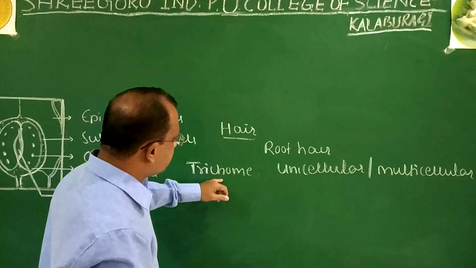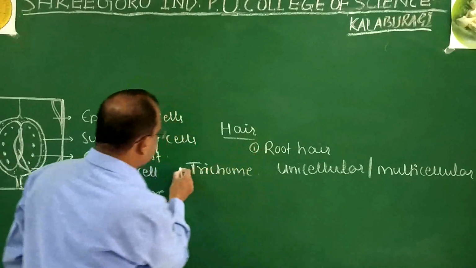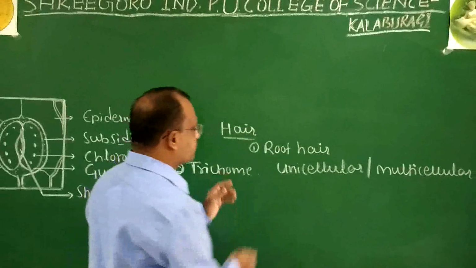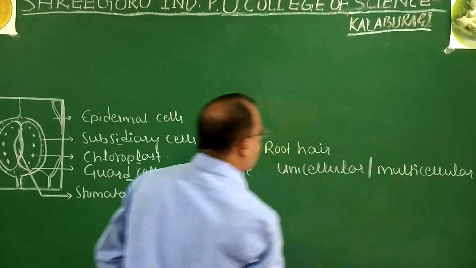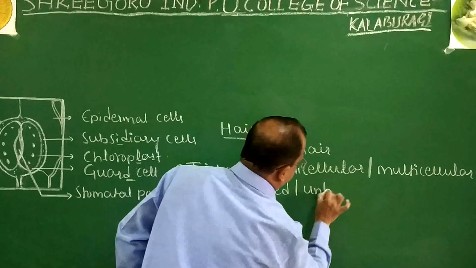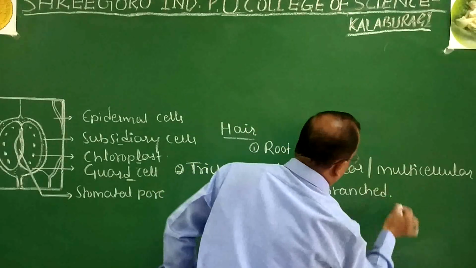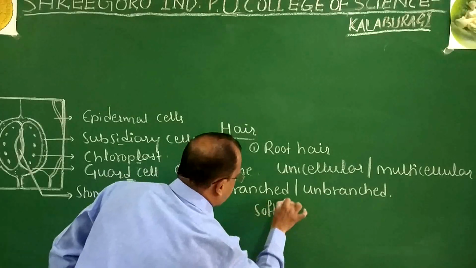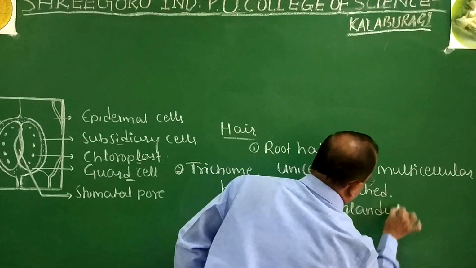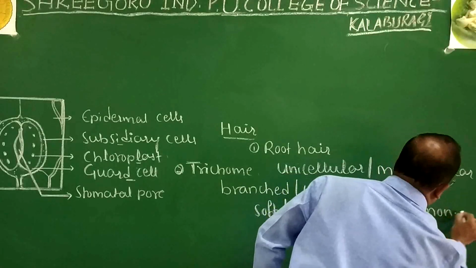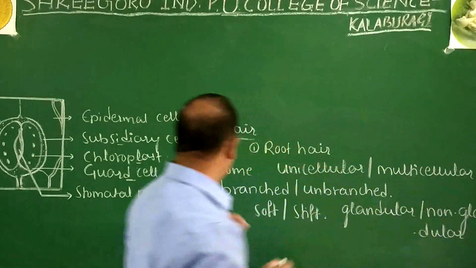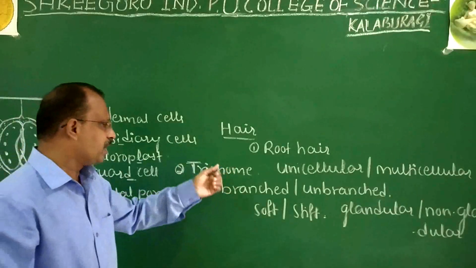So hair includes trichome and root hair. You are going to study two types of hair: one is root hair and another one is trichomes. First, trichomes. They are unicellular or multicellular, branched or unbranched, soft or stiff, glandular or non-glandular. Under this, you are going to study root hair and trichomes.